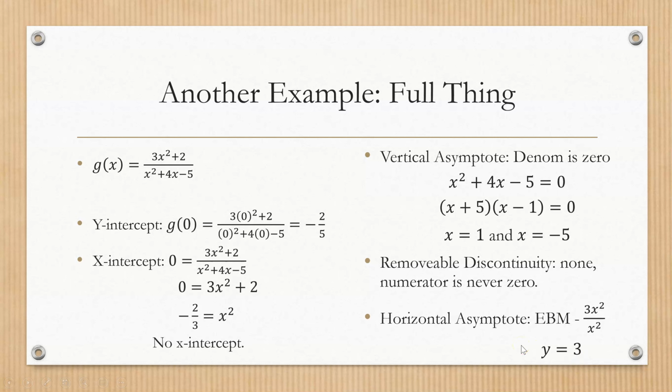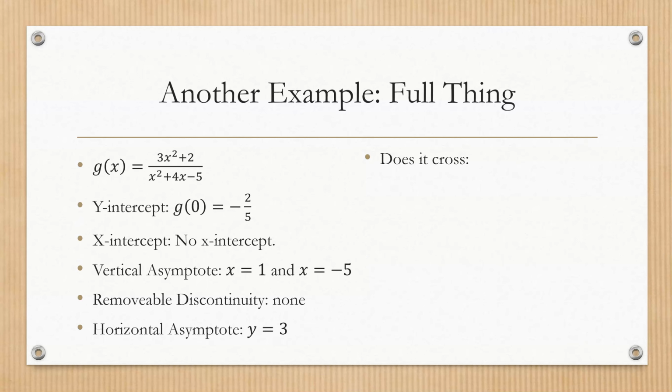Okay, so all of this is the stuff that we did last week to sort of summarize what we know about this rational function so far. I put it all in one big list over here. We know the y-intercept is -2/5. There's no x-intercept. We have two vertical asymptotes at x equals 1 and x equals -5. No removable discontinuities because there's no x value that would make both the top and the bottom 0. And my horizontal asymptote is y equals 3. So I've done every piece of analysis I need to draw this graph with one exception.